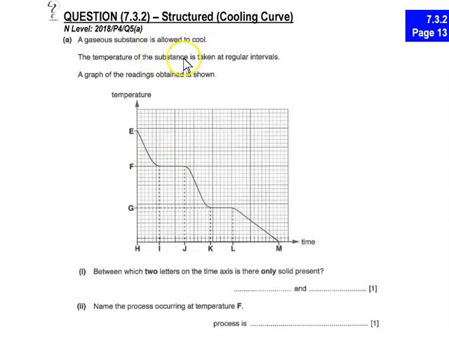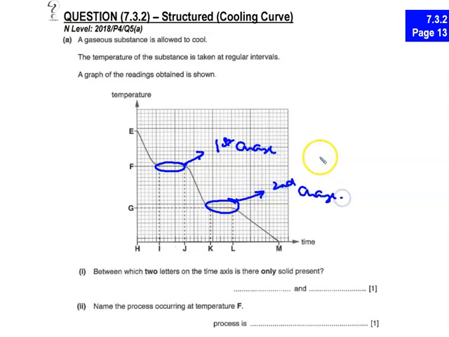Okay, then the temperature of the substance is taken at regular intervals, and you can see two flat lines in the graph. Now remember, if Miss Lee shows you two flat lines, that means this flat line and this flat line, this is the first change in state, and this is the second change in state. And since you are starting off with a gaseous substance, between E to F, this is gaseous state. Okay, this will be gas plus liquid, this will be liquid, this will be liquid and solid, and this will be solid. So this is how we usually interpret a cooling curve.